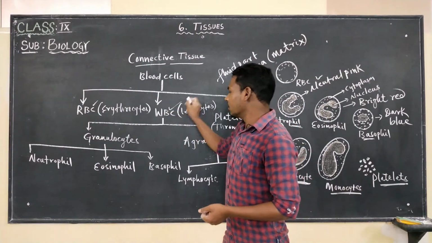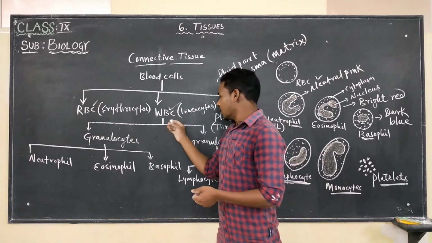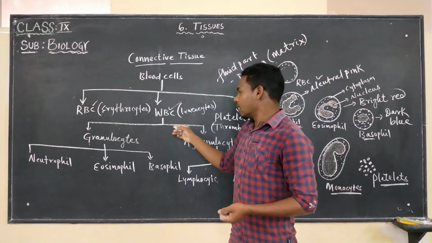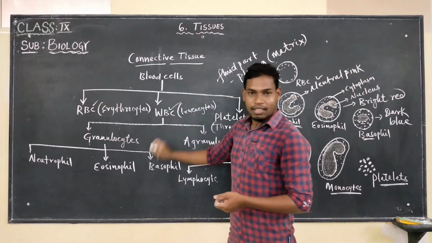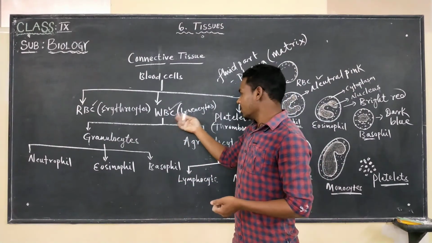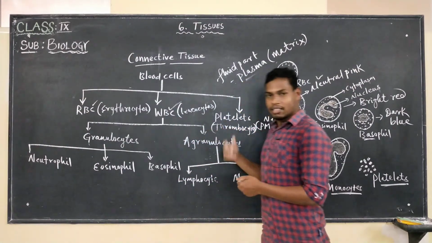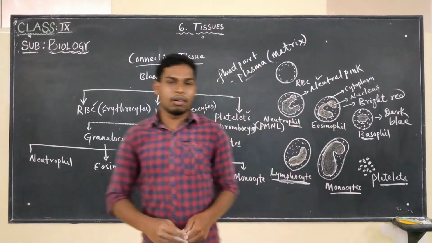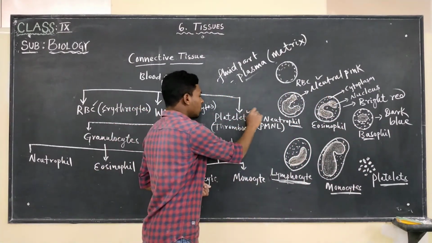And if we see the function of WBC, WBC helps us in fighting germs. And platelets help in blood clotting.